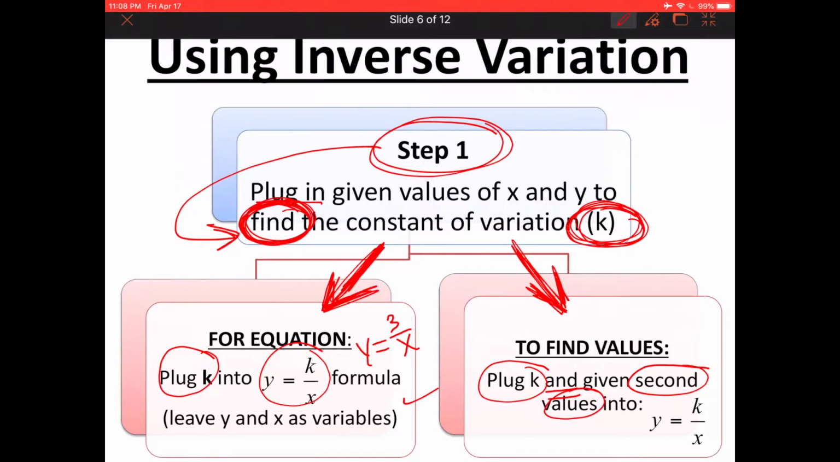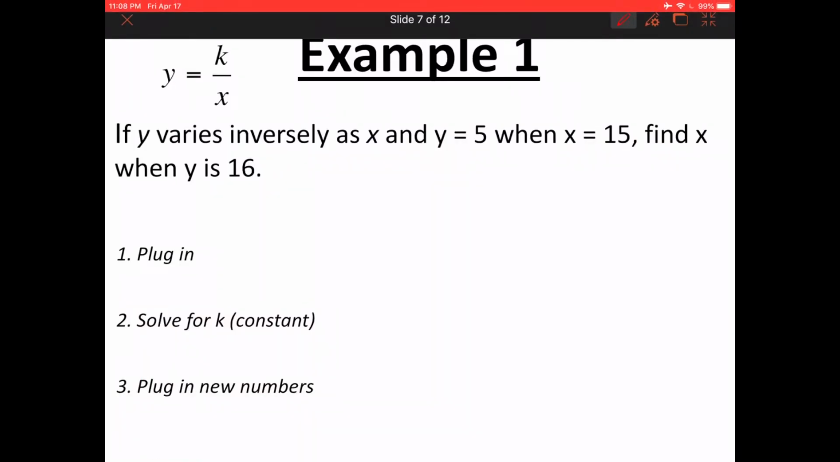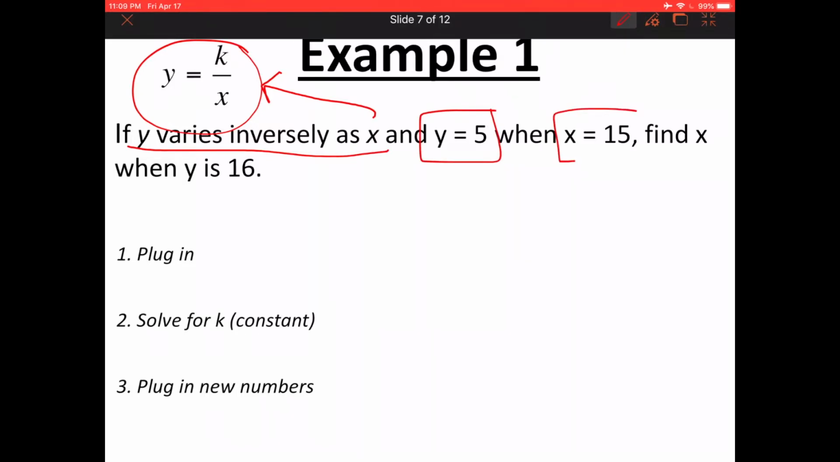So here on the left, finding the equation is a little bit less work. If the directions ask you to find values, like here on the right, we are going to have to do a few extra steps. So let's go through the examples and you can see what that looks like. Here's my first example. Notice up here on the left, I have my inverse variation equation. If y varies inversely as x, that should be your hint to use the equation. So if y varies inversely as x, and y equals 5 when x equals 15, find x when y is 16. Do you see how I have 2 sets of numbers?